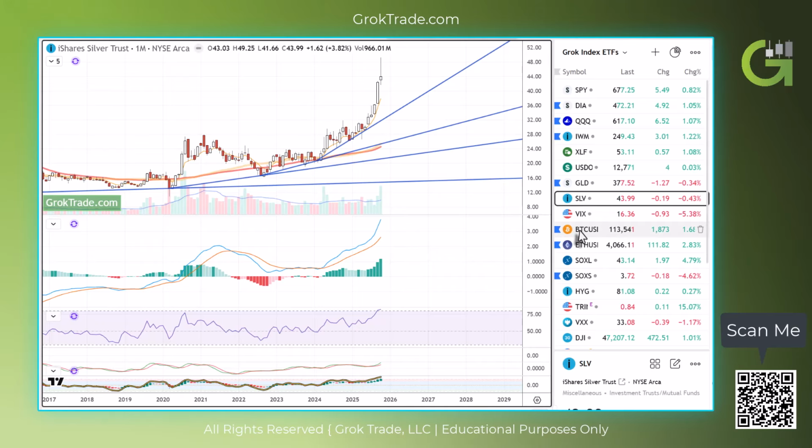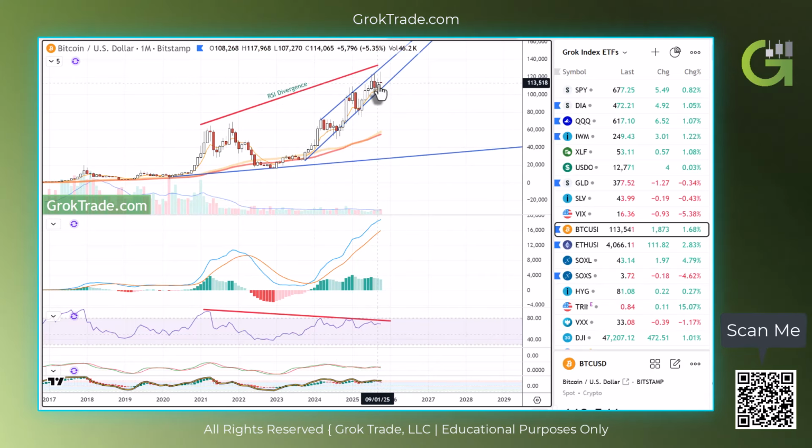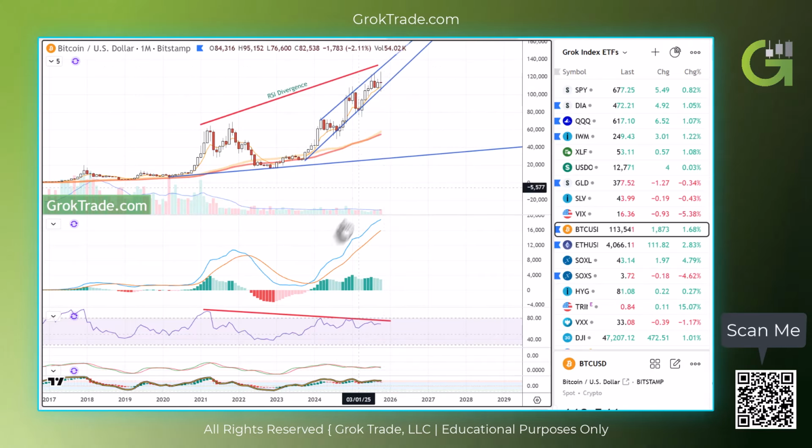And a quick look at Bitcoin. If you look at this, it's holding its own in this uptrend, going up, building a high base. This could be a high base breakout, but we do have a divergence taking place.